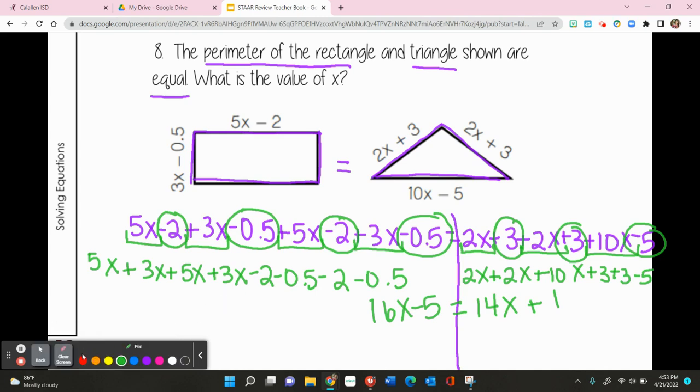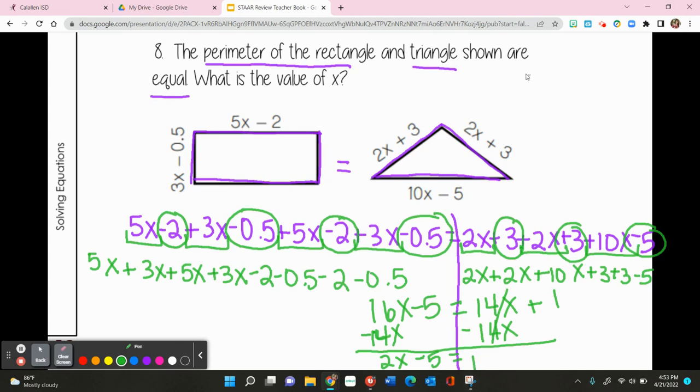So now we want to start off by identifying which one of our variables, our terms, is smaller. Is it 14x or is it 16x? 14 is smaller than 16, so I want to go ahead and move this over to the other side, and I'm going to do this by doing the opposite. Since 14x is positive, I want to cancel it out, and I'm going to subtract 14x to both sides. So when I do this, this cancels out, and I'm left with 2x minus 5 equals a positive 1.